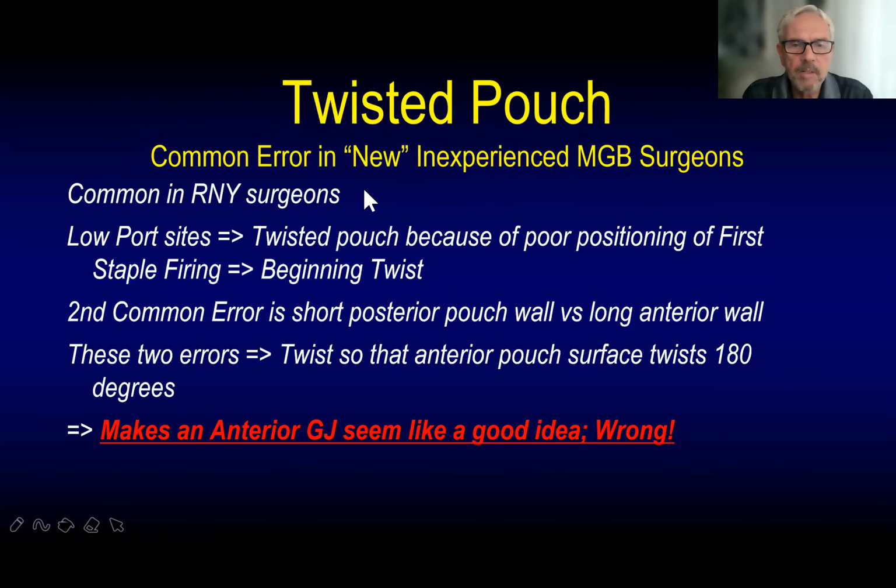The second common error is a short posterior pouch wall. If you think of the ideal posterior pouch wall, it would be at exactly 180 degrees from the lesser curvature.